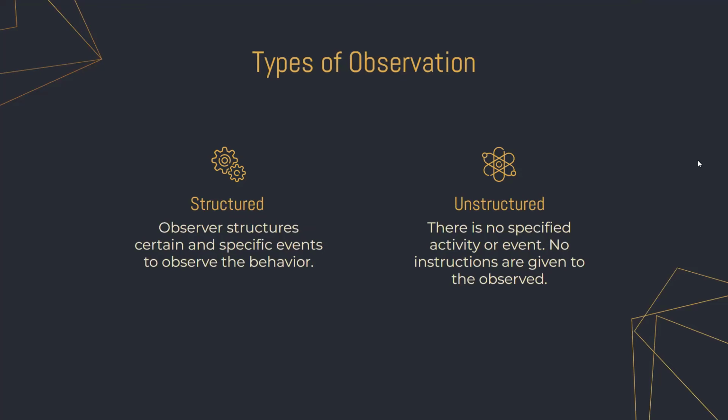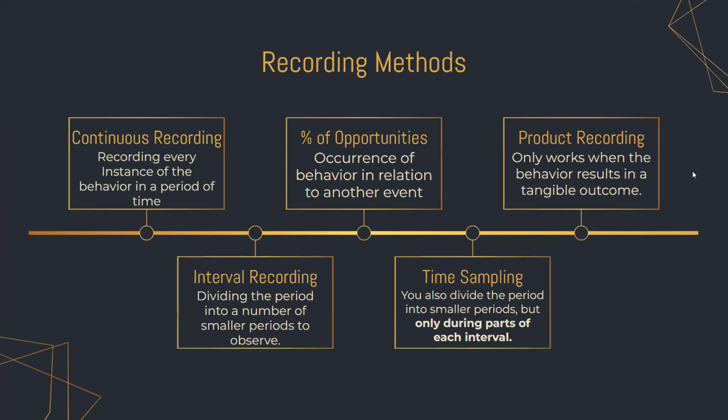So there's also many types of observations, such as unstructured and structured. So structured are usually ones where the observer will actually create specific events or instructions for the person to go through. And there's unstructured, where there's really no specified activity or event, and there's no instructions given to the behaviorer, so we can observe what they would do naturally.